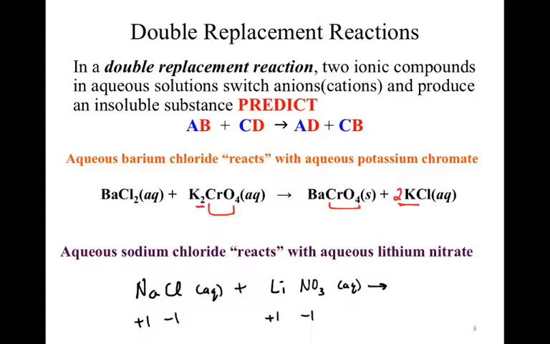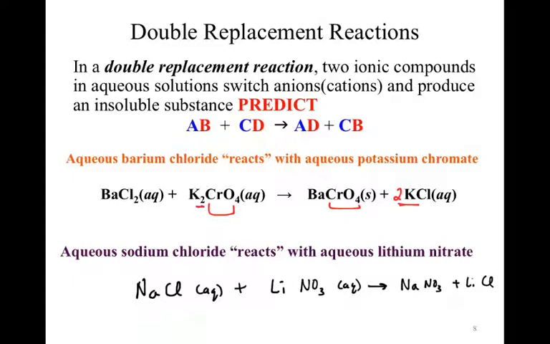So we'll swap them around. We'll end up with sodium bound to our nitrate, and we will have lithium bound to our chloride. Balance each of those formulas. Sodium is a +1, nitrate's a -1, so that balances. Lithium's a +1, chloride's a -1, so that balances. Now we can balance the whole equation. So we go all the way back through.